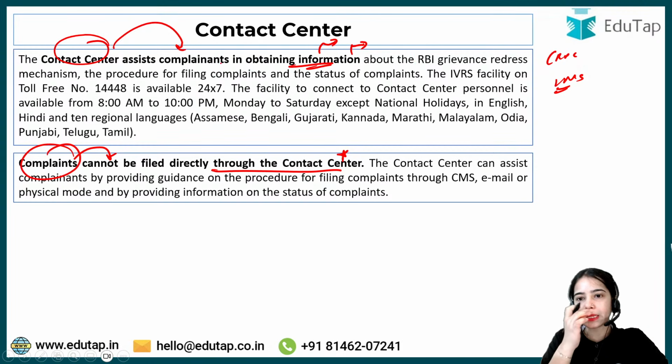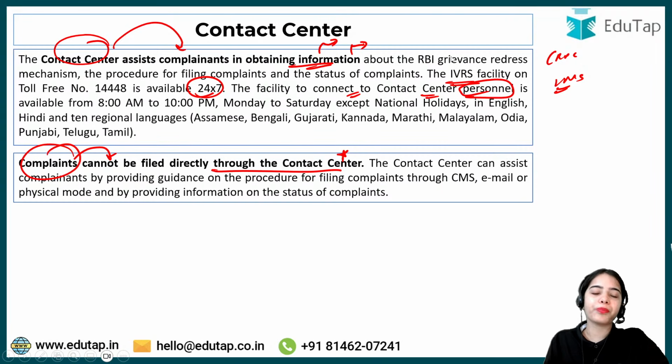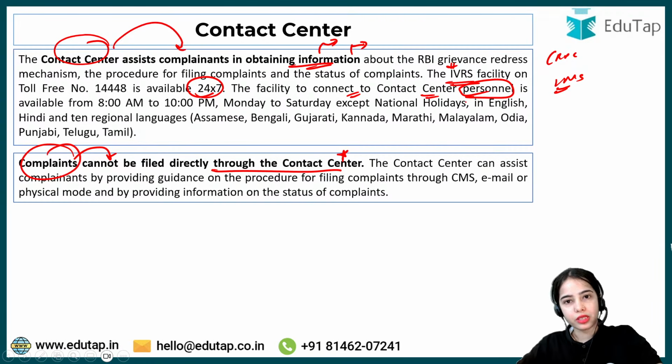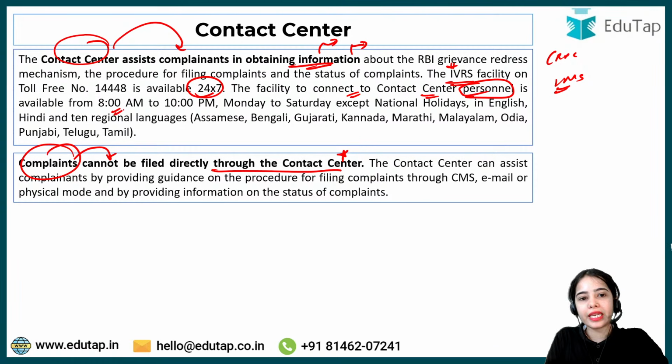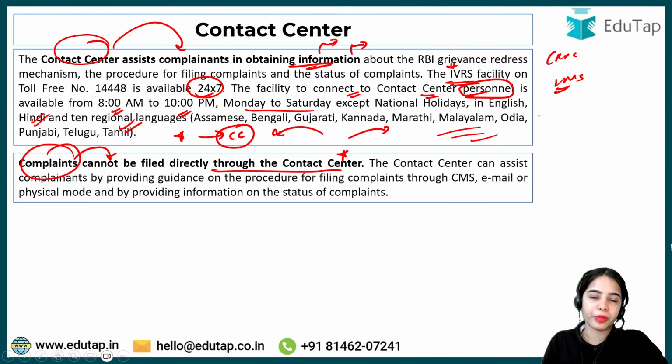The contact centers provide an IVRS facility on a toll-free number 24/7. IVRS is the voice recorded system, where it is just like you are talking to an AI voice. That is provided 24/7. But if you want to connect with a person, then the time is 8 a.m. to 10 p.m., Monday to Saturday, and the languages are Hindi and English, and 10 regional languages, in which you can connect with the contact center to get the information regarding raising your complaints with the RBI Ombudsman.